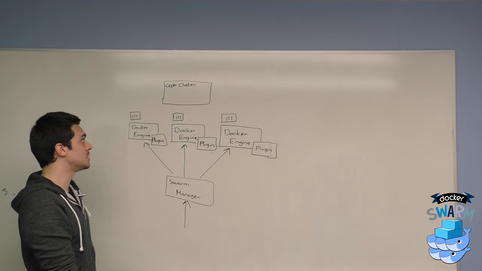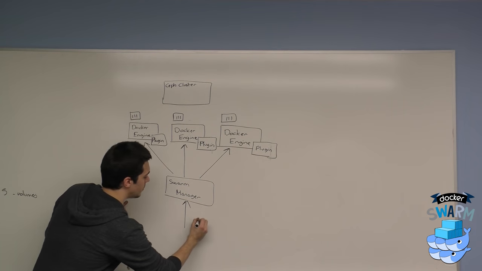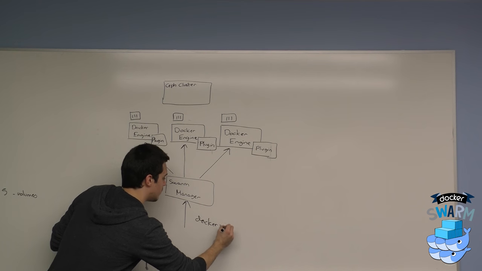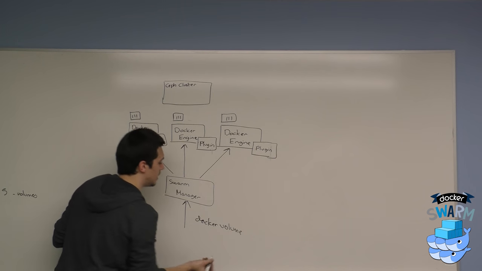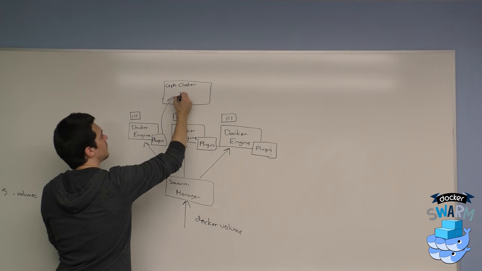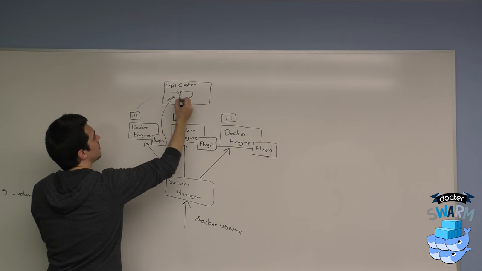So here I take the example of the Ceph cluster. I can go through the Docker volume command and create, through the plugin, a volume here on the Ceph cluster that is maybe going to be used by many containers.